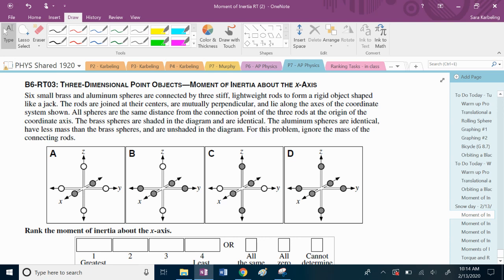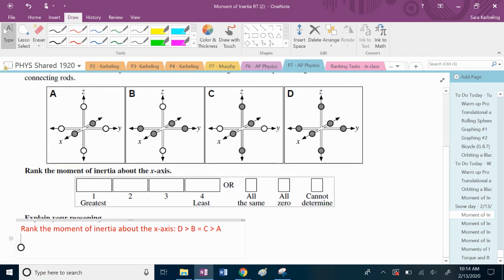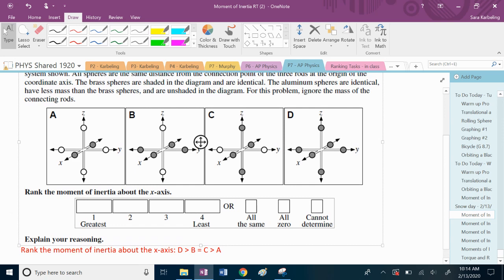And it asks you in this first problem to rank the moment of inertia about the x-axis. So you are taking all of those masses, finding the moment of inertia of each of those, and then finding the sum of those together. Okay, once you've done that, let's take a look at what the answer is. The answer is ranked D is greater than B equals C is greater than A.